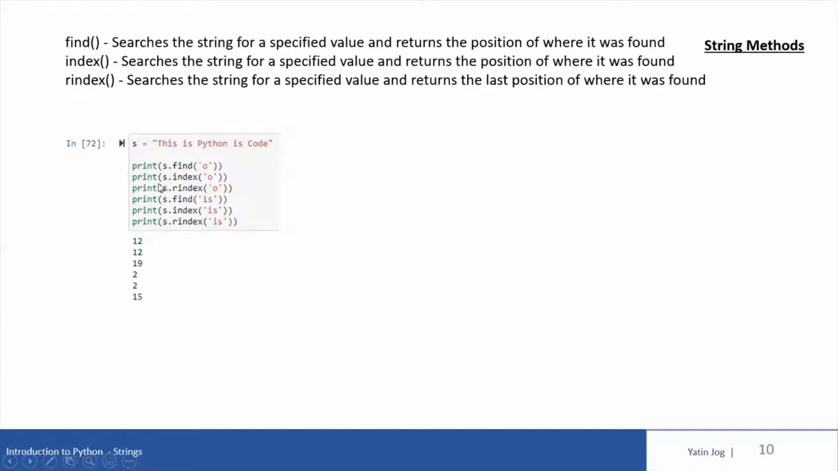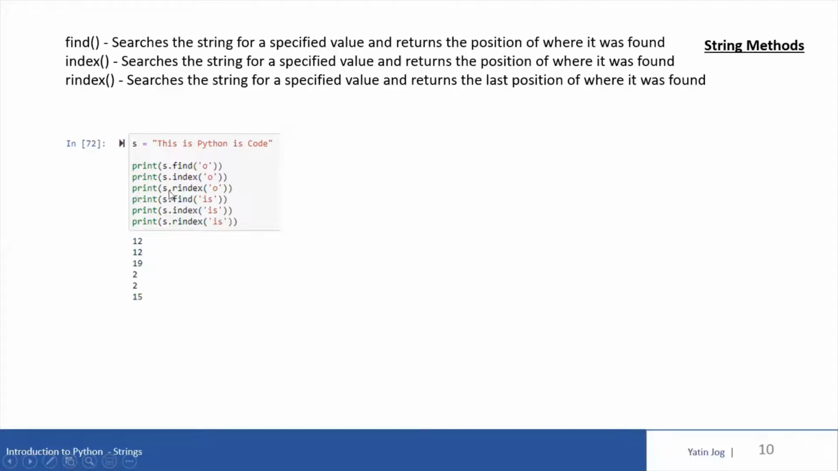Again, if I use the index function with the same value, lowercase o, it will give the same value 12, because the first time o is present in the string is at the 12th location. So 12 is the index value.